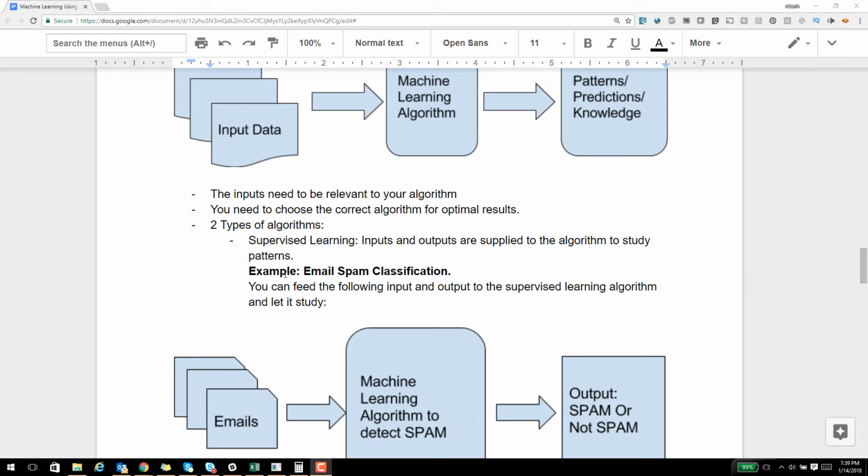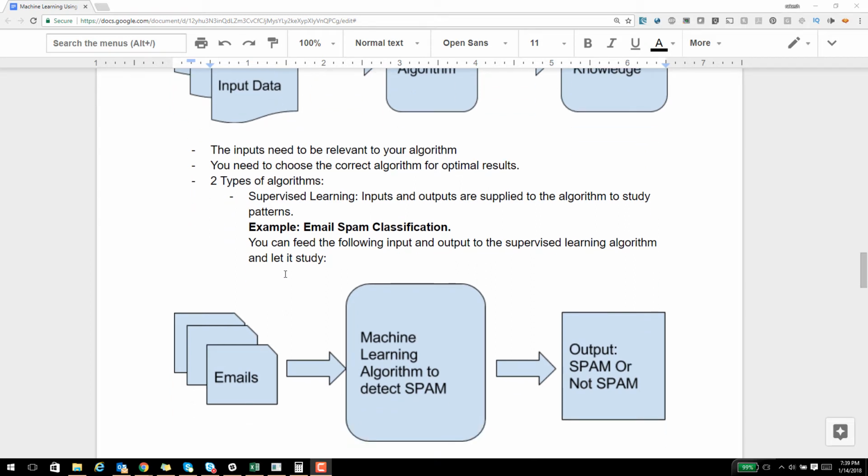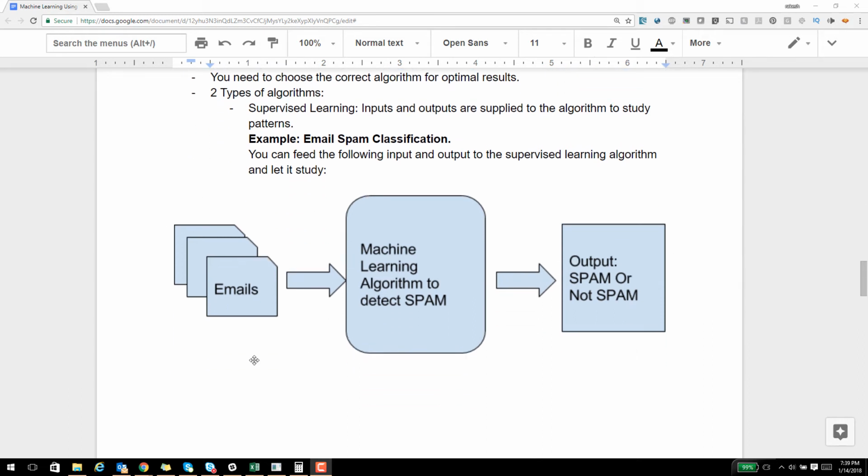So supervised learning is nothing but you have the input data and you have the output data, and you supply both of them to the algorithm and let the algorithm study the patterns in the data, so that in future, if a similar input arrives, the algorithm can try to predict the output, right? So let's look at this particular diagram.